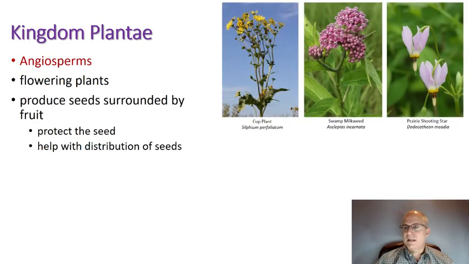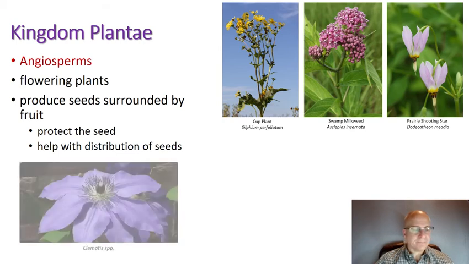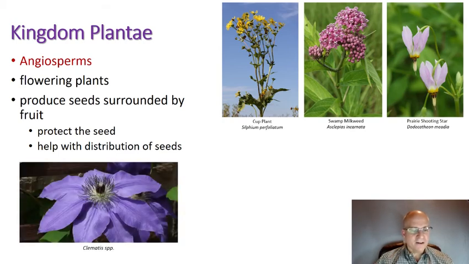So some nice examples of angiosperms that we would see in Lake County include the cup plant that you see flowering here, the swamp milkweed plant, and the prairie shooting star. And these were all found hiking around Lake County. And then one growing in my garden, one of my favorites, is the clematis flower here.